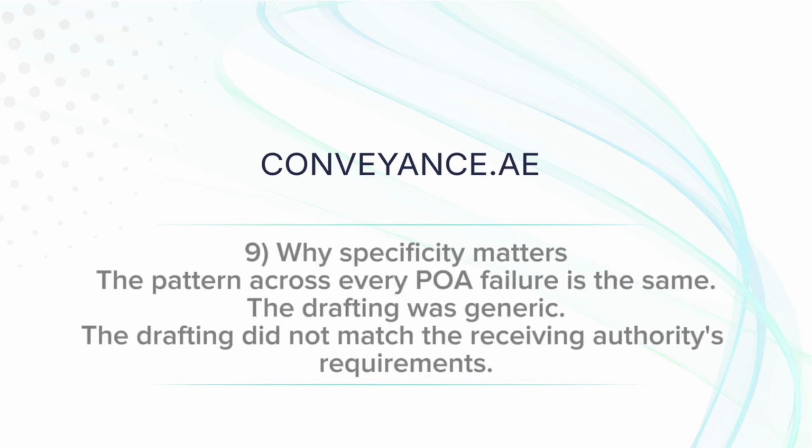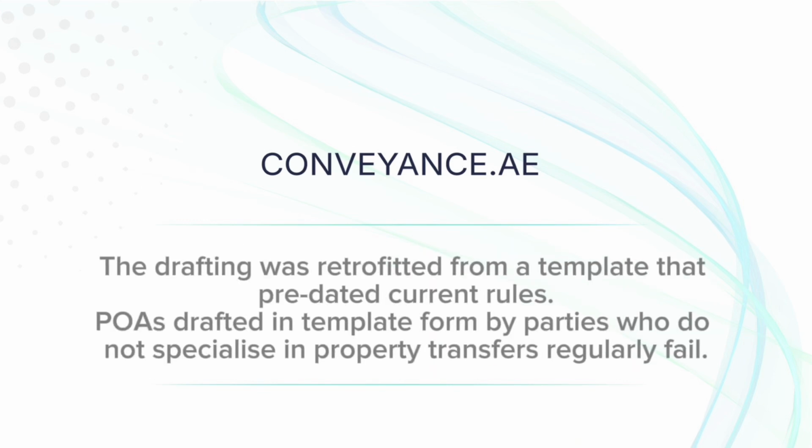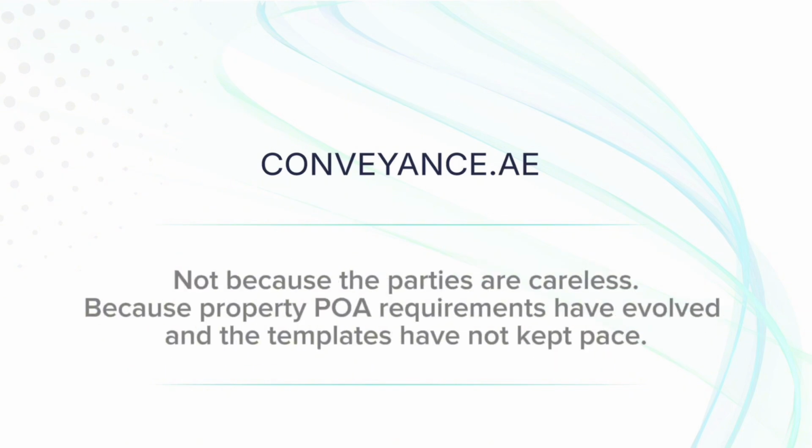9. Why specificity matters. The pattern across every POA failure is the same. The drafting was generic. The drafting did not match the receiving authority's requirements. The drafting was retrofitted from a template that predated current rules. POAs drafted in template form by parties who do not specialize in property transfers regularly fail. Not because the parties are careless, but because property transfer requirements have evolved and the templates have not kept pace.